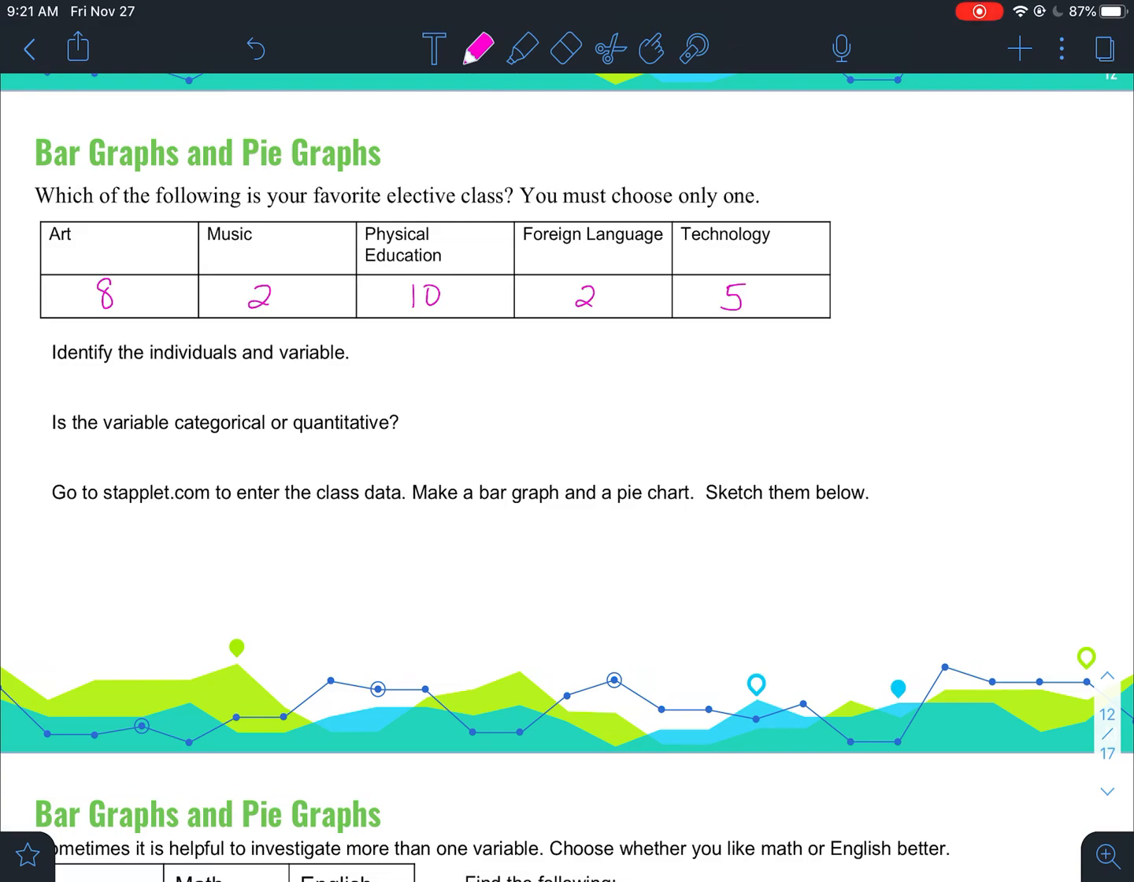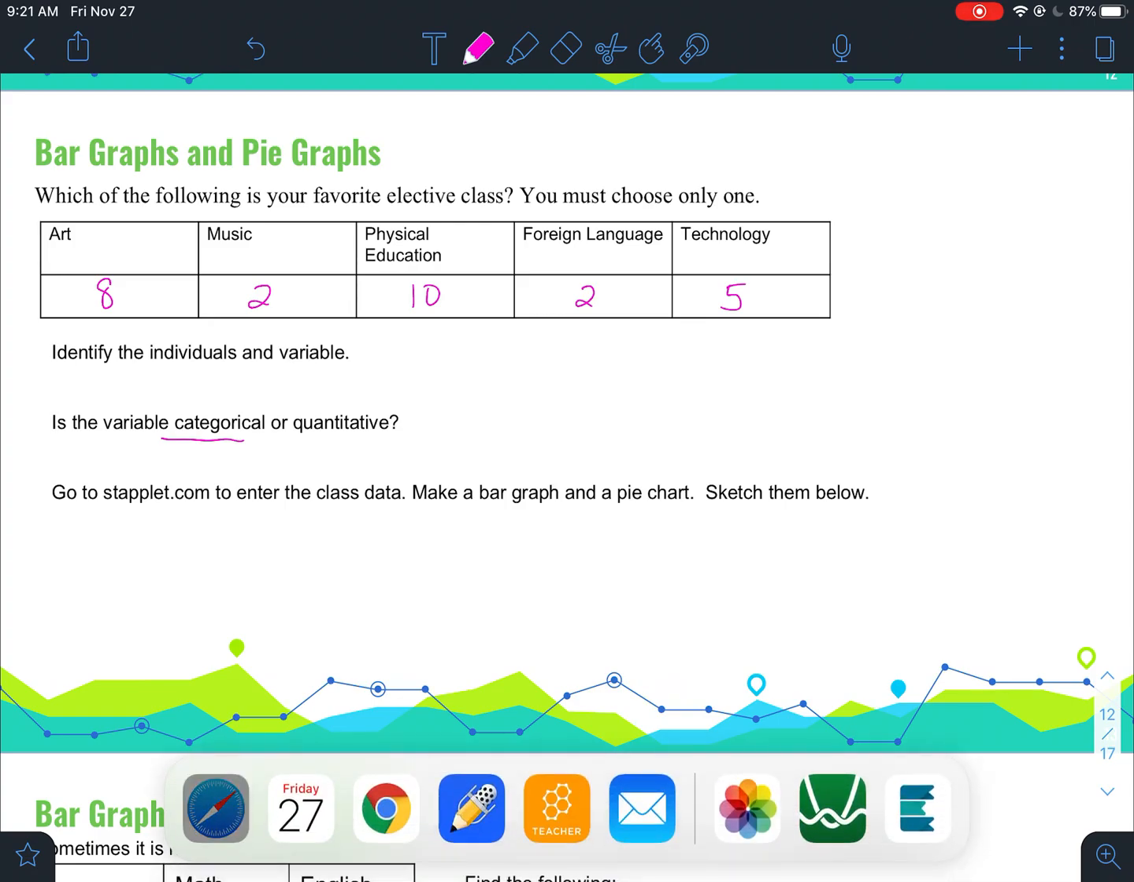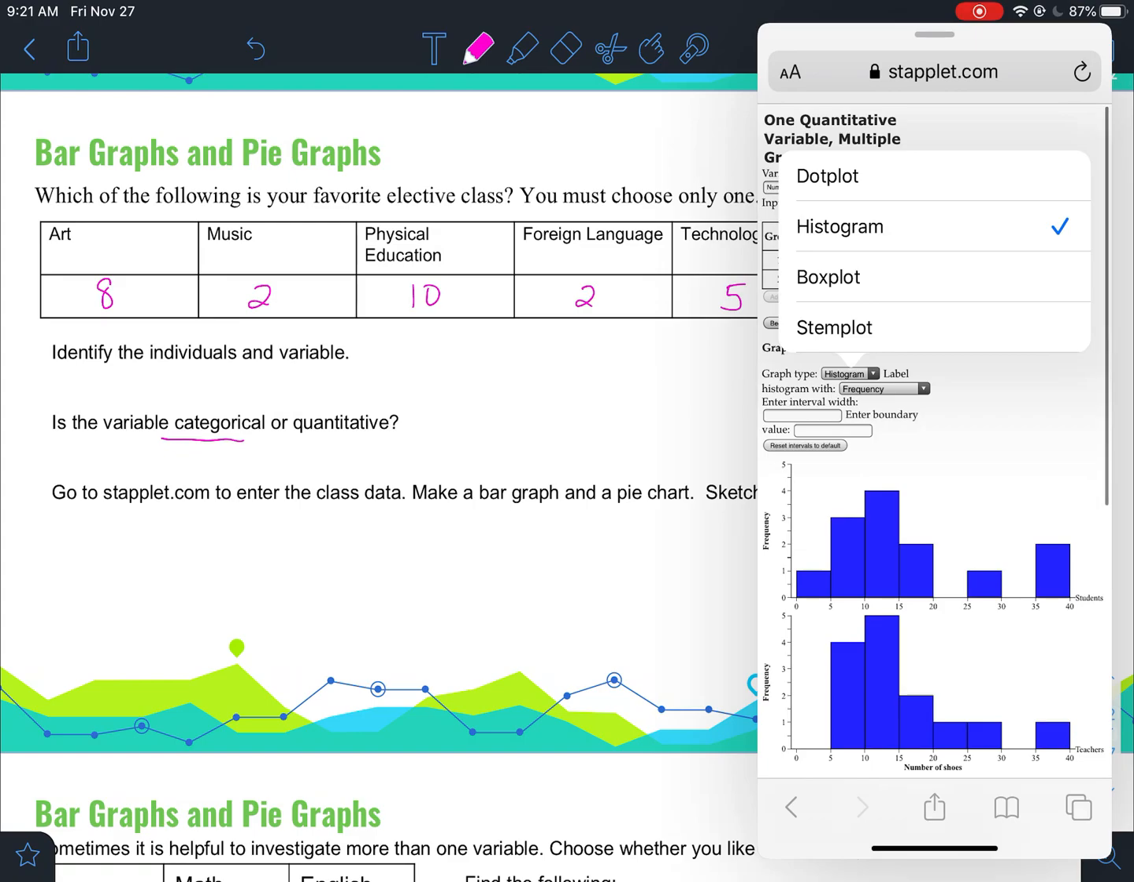So identify the individuals and the variable. The individuals are you guys. The variable is your favorite class. Is the variable categorical or quantitative? It's categorical because it's not something that we would count. You wouldn't count your favorite class as a number of things that you own. It's just one category. So your favorite class is art, not the number of pairs of shoes you have is 15.